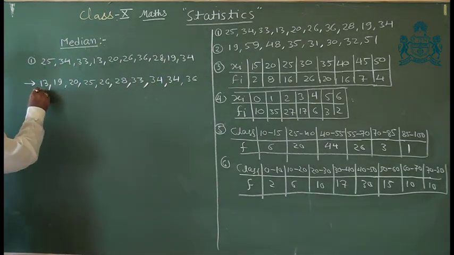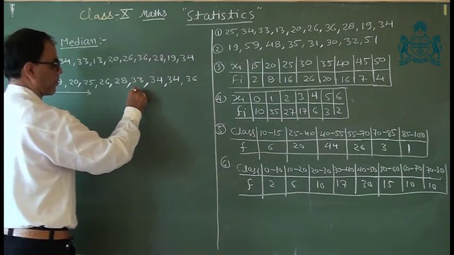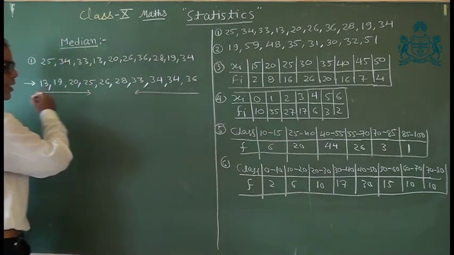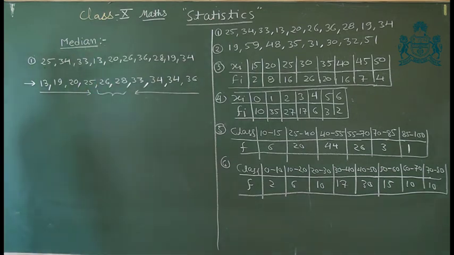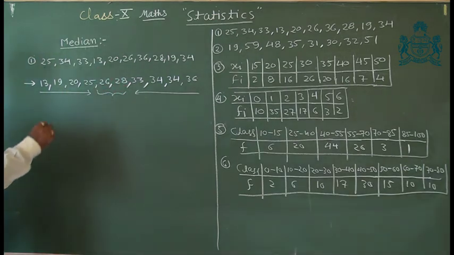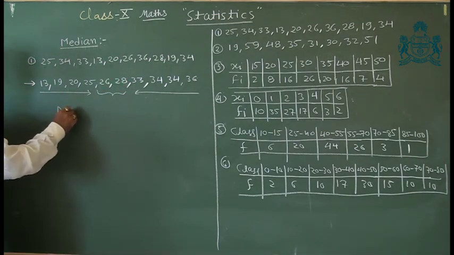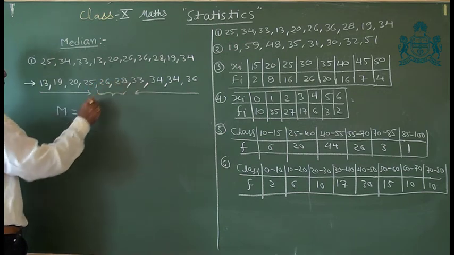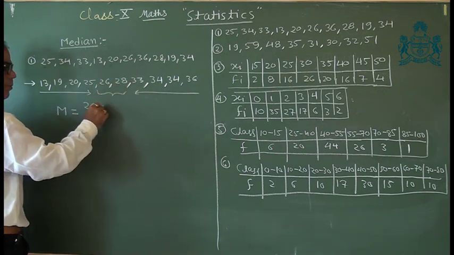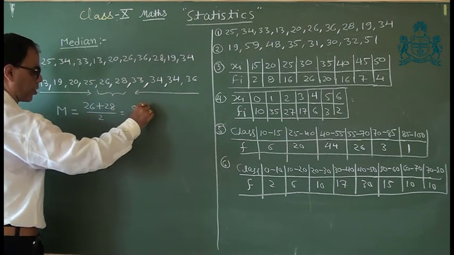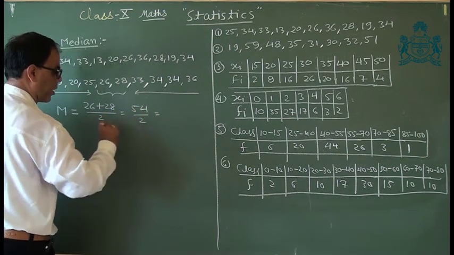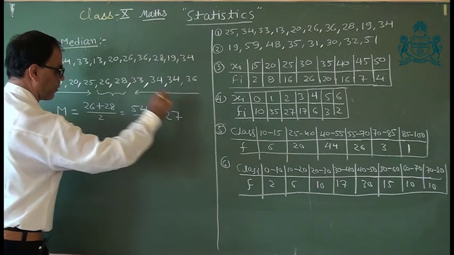Mid value of 10 observations: left side 4 and right side 4. The mid values are 26 and 28, the fifth term and sixth term. Median is equal to the sum of the mid terms upon 2. 54 upon 2, so the median is 27.